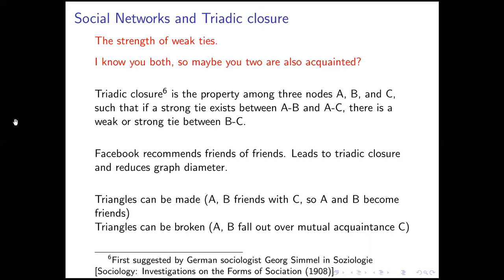It's interesting to note that triangles can be made. If two people are friends with a given person, then maybe they will become friends. But triangles can also be broken, because if two people are friends with a given person, they may fall out over that person. They may come to some disagreement over opinions or jealousy and such and such.